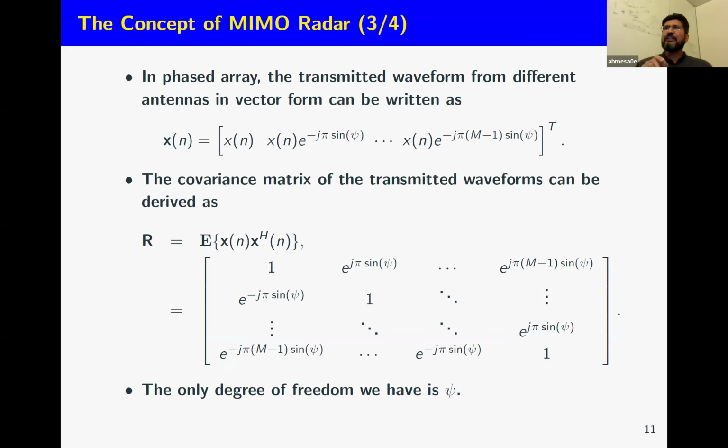But here, the only degree of freedom, the only thing that we can change, is psi. By changing psi, we can steer our beam in different directions. So this is the basic equation of the phased array. Now, again, I'll go back to the MIMO.